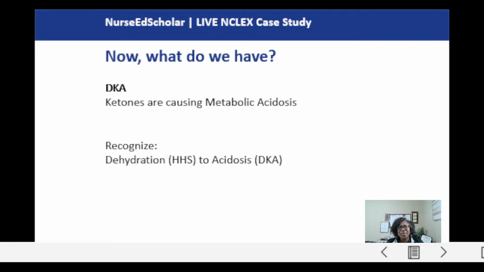And this is really how the NCLEX tests you. They may not change everything. They're giving you a scenario and they may just change one little key. And you see how you went from dehydration with HHS to acidosis with DKA just by changing a few signs and symptoms of your patient. And that's what the NCLEX does.